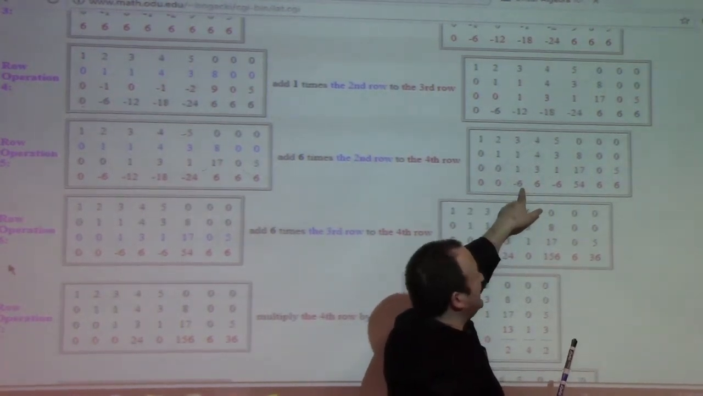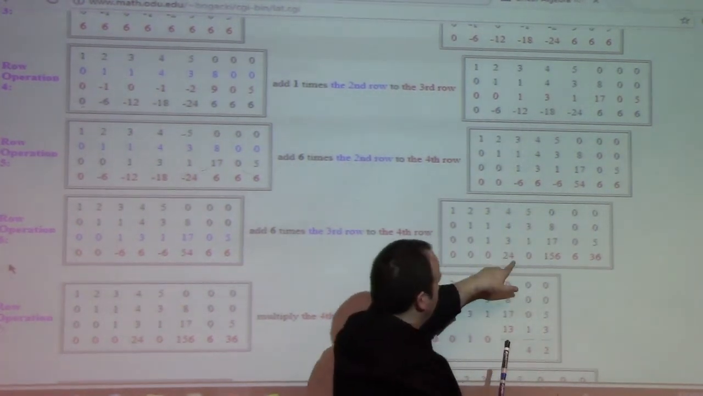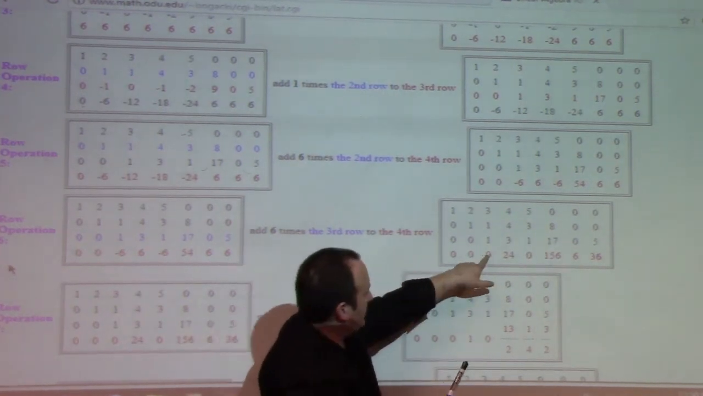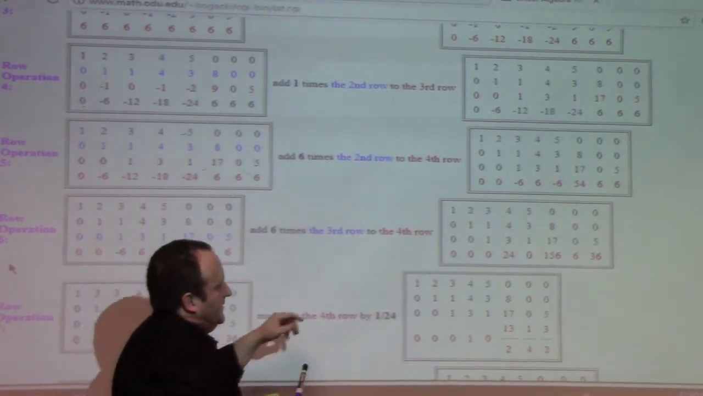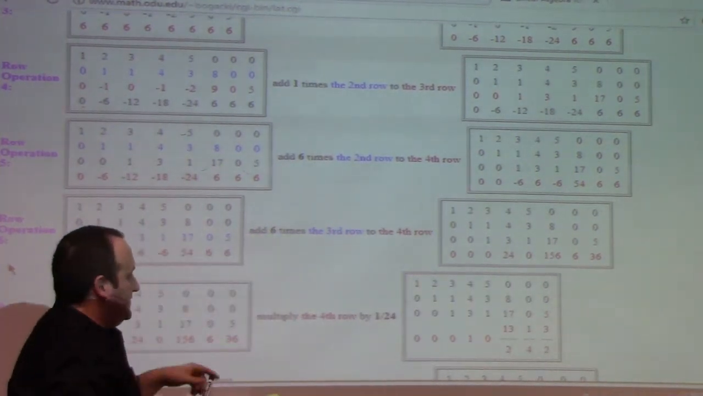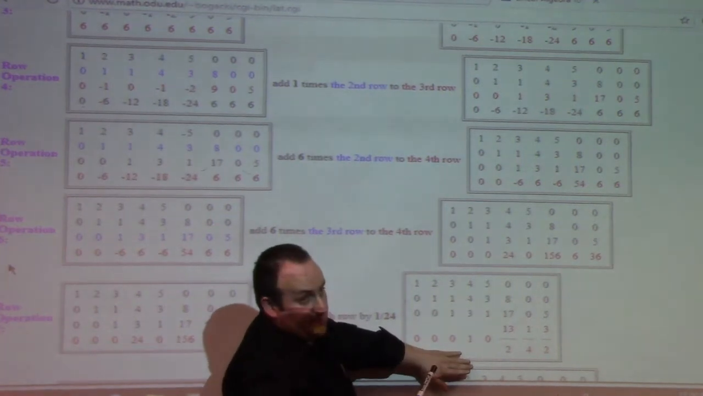So what you're going to do is add 6 times the third row to the fourth row. That's what he does. See that? There it is. And then at this point, that's going to make that your fourth pivot. So he divides by 24 to make it into a 1. This is the REF.